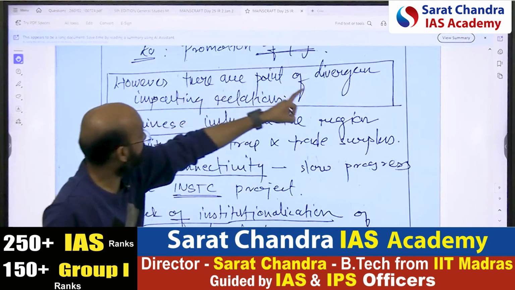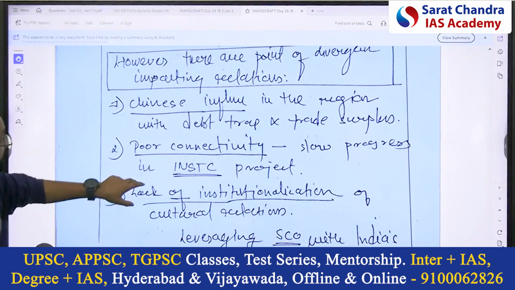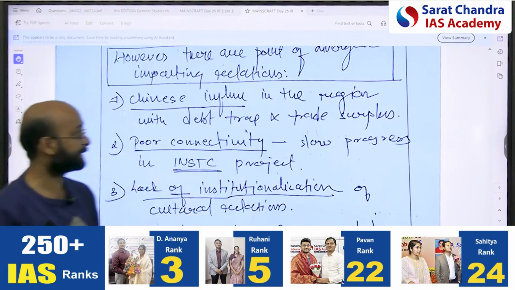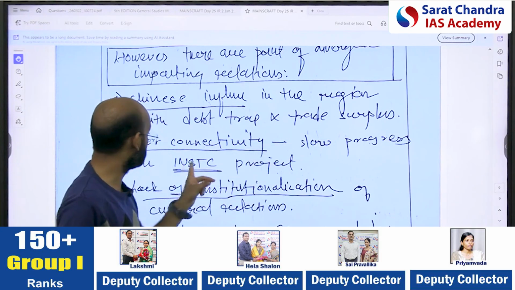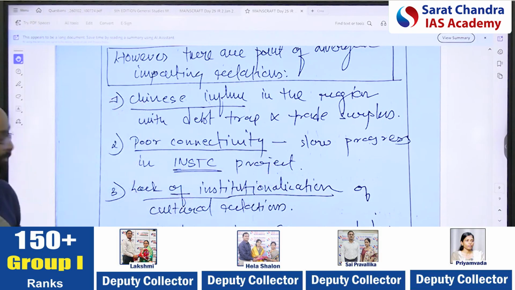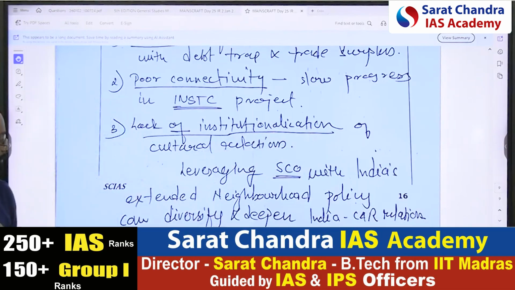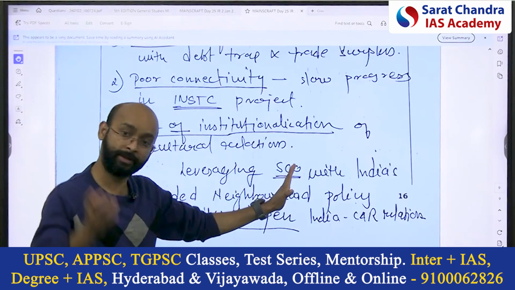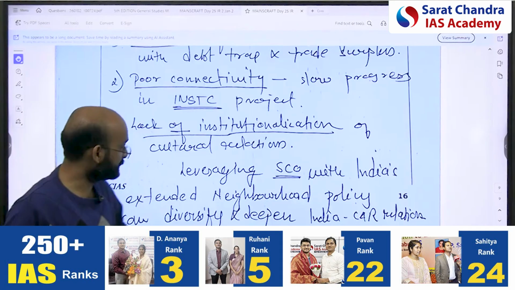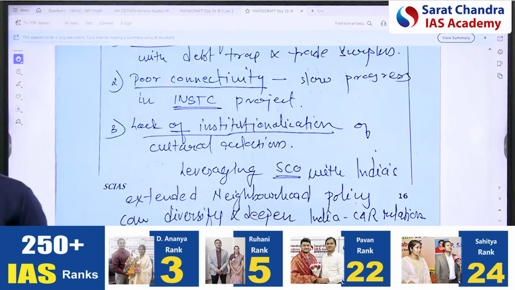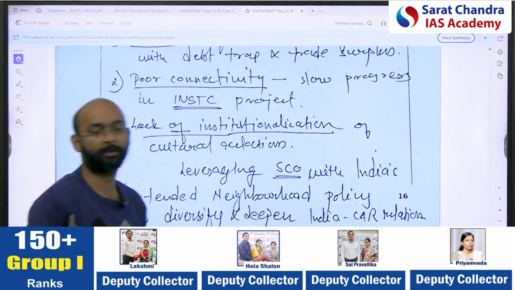However, there are points of divergence impacting relations, because the question has asked us to discuss them. Chinese influence in the region with the debt trap and the trade surplus, which is very high. Poor connectivity, slow progress of the INSTC project. Lack of institutionalization of cultural relations. And lastly, leveraging SCO, where they are also members, with India's extended neighborhood policy, can diversify and deepen India's Central Asian relations.